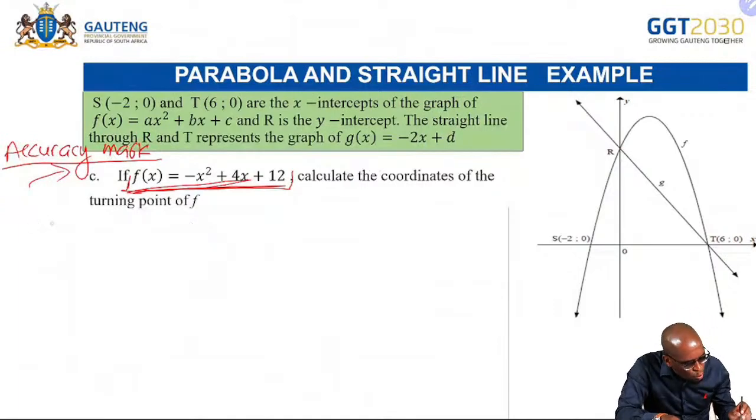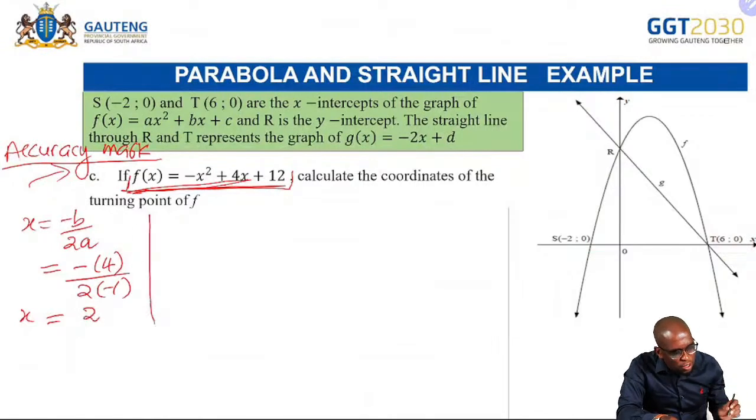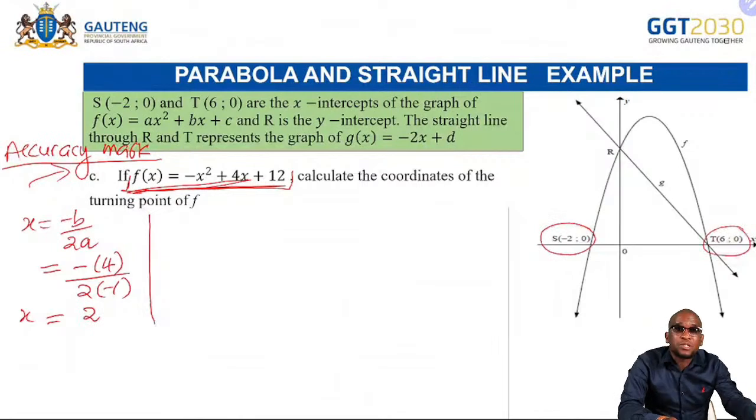So obviously, what you basically do here is you say x is minus b over 2a to find the axis of symmetry, which means that now we're going to have minus negative 4 over 2a, which is minus 1. So you can see that the axis of symmetry, x equals 2. That represents your axis of symmetry.